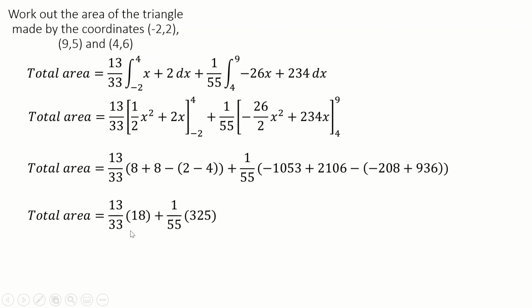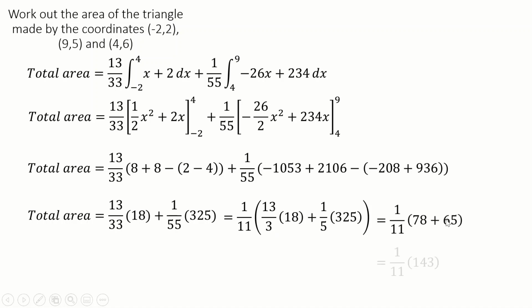And now here's a nice little exercise to do without a calculator. Can we do this without one? Well, yeah. If you just take out 1/11th to leave this, 18 divided by 3 is clearly 6. That's fine, so I can times that by 13. 325 divided by 5 I can do easily with a bus stop. Add those two things together. Miraculously, 143 divided by 11 turns out to be 13. And that's another method you can do to find the area of this triangle.